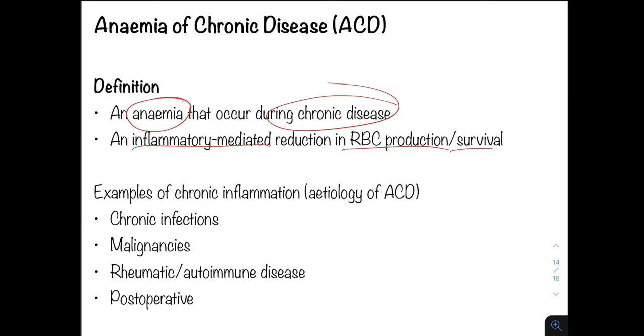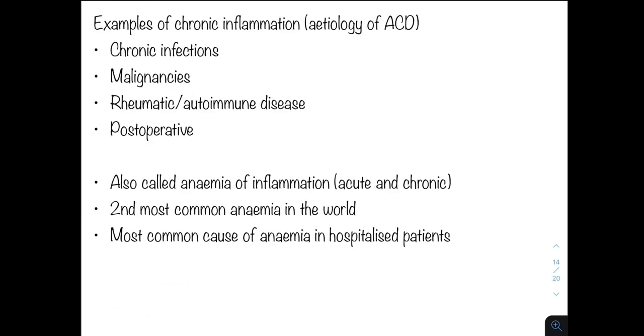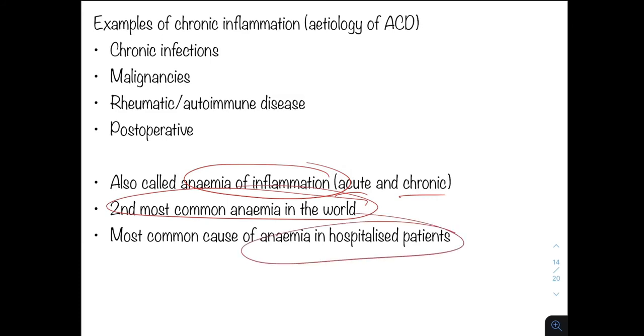So examples of chronic inflammation, or the etiology of anemia of chronic disease, is anything that causes chronic inflammation, including chronic infection, malignancies, rheumatological and autoimmune diseases, and post-operative patients. Anemia of chronic disease is also called anemia of inflammation because it can occur in either acute or chronic inflammatory diseases. Anemia of chronic disease is the second most common anemia in the world and is the most common cause of anemia in hospitalized patients.